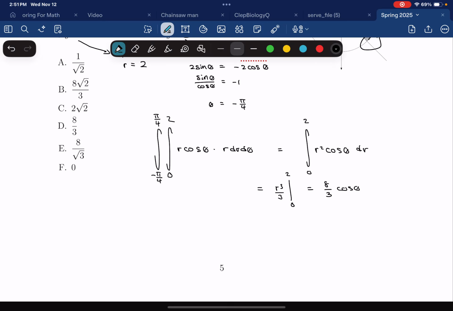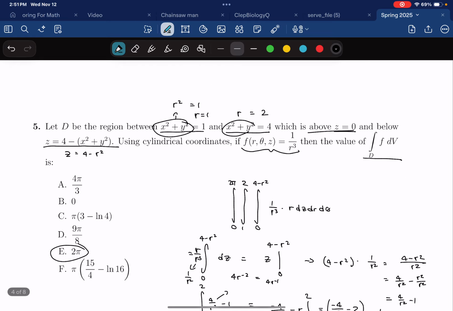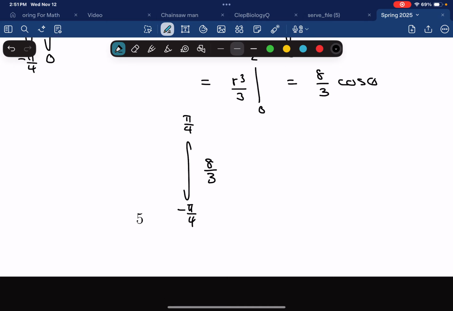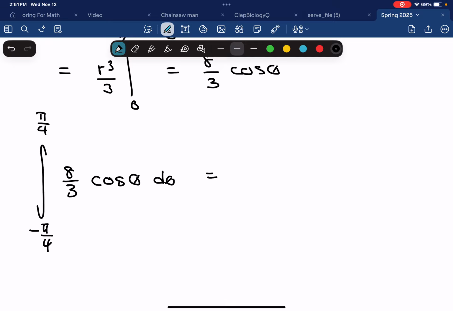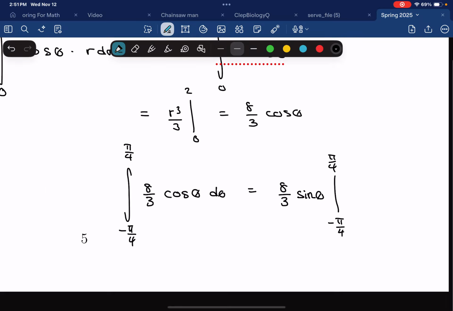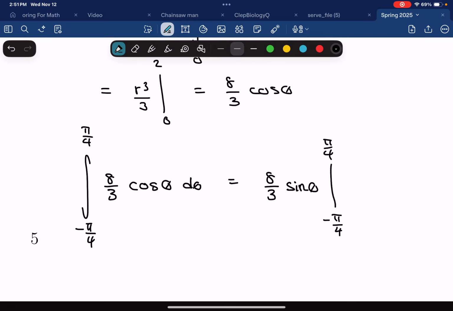Okay, and then our last one, from negative pi over 4 to pi over 4 of 8 over 3 cosine of theta d theta. You simply get the integral 8 over 3 times sine of theta from negative pi over 4 to pi over 4, which returns you the answer.